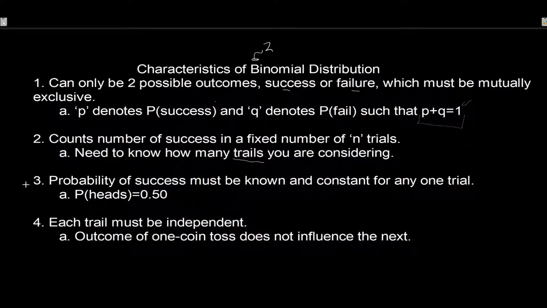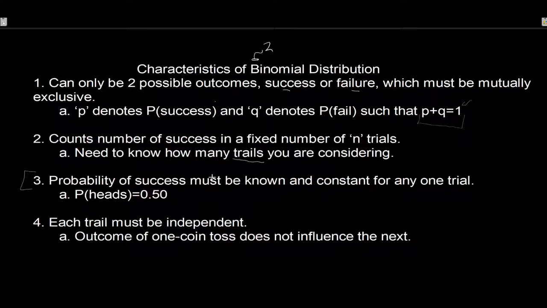Okay, what else do we need for our characteristics here? Third is that the probability of success must be known and constant. So when we're flipping our coin, for any one trial, if we just flip a coin once, we know what that probability of success is. We know there's a 50% chance we get a heads. We don't know the probability that I flip a coin 100 times and get 28 heads. Well, that's fine. We do know what the probability of success is on one trial. And we know that this probability of success is constant. So great, that's what we need to know here.